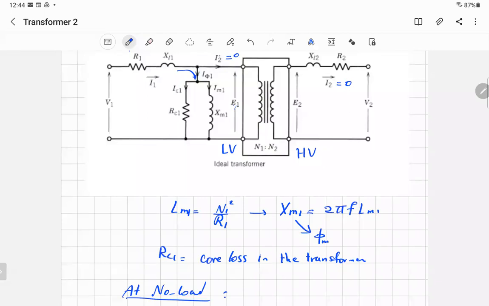When you have a short circuit test, it means R equals 0, so you get the max current. So I don't want to destroy the transformer. That's why I'm not going to apply the normal voltage. If the normal voltage is 100 volts, I'm going to apply 20% of it.